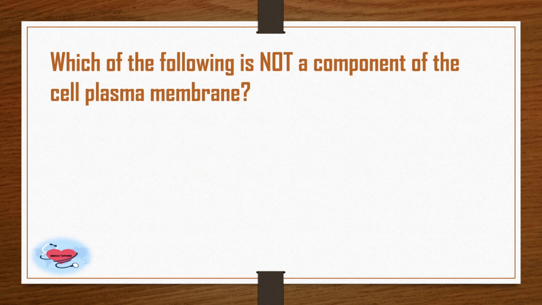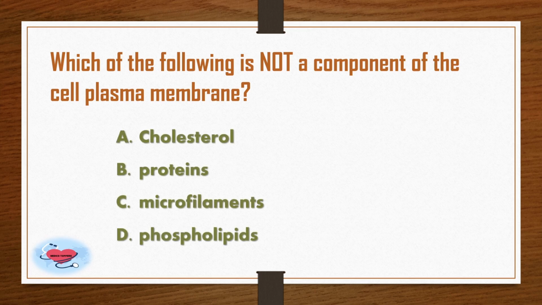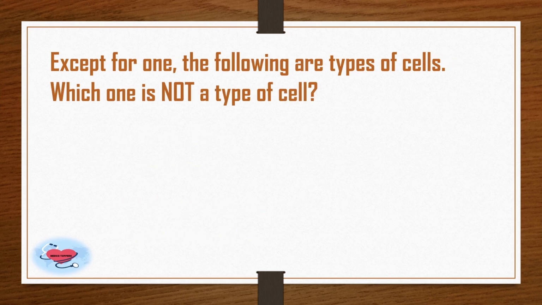Next, which of the following is not a component of cell plasma membrane? Options: cholesterol, proteins, microfilaments, phospholipids. And the answer is option C, microfilaments. Microfilaments occur inside the cells. They are not the component.